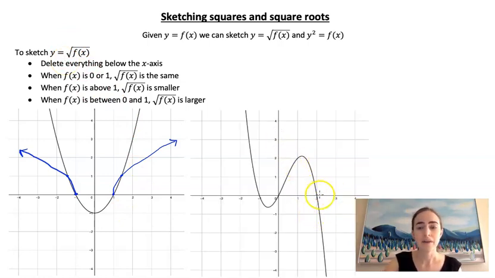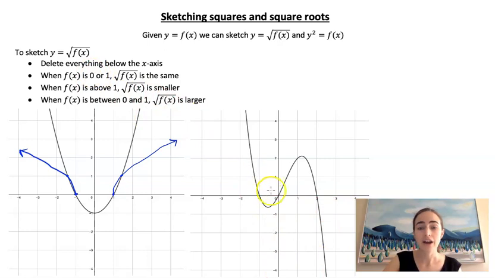We can start again by saying that our new function, when we take the square root, is not going to exist above 2 because that's where our original function is negative, or between minus 1 and 0 because it's negative there as well. So we're going to ignore those parts.